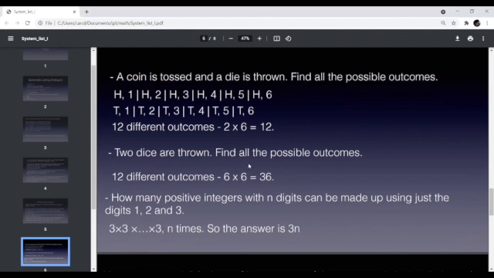2 dice are thrown. Find all the possible outcomes. 36 different outcomes, which is 6 times 6 equals 36. Again, this is not a minus sign. How many positive integers with n digits can be made up using just the digits 1, 2, and 3? 3 times 3 times, and so on, times 3, n times. So the answer is 3 to the power n.